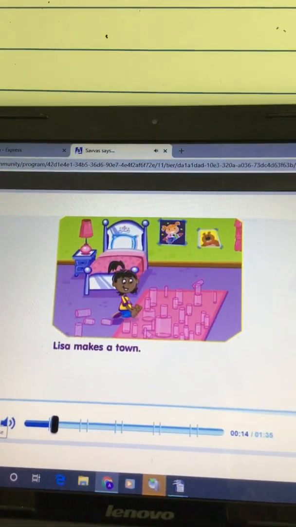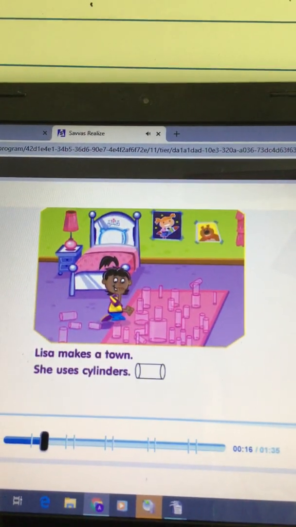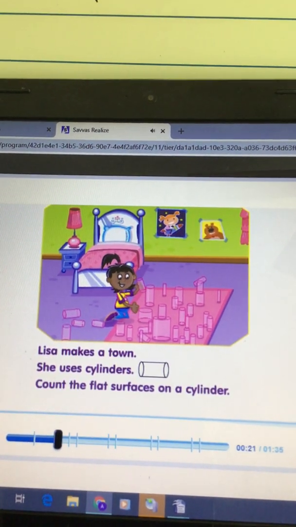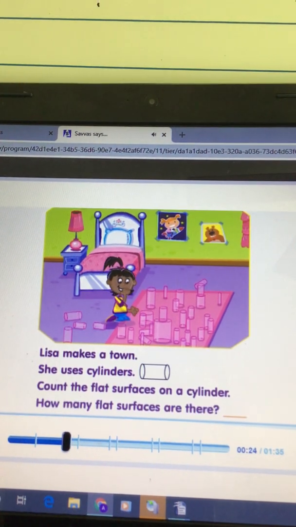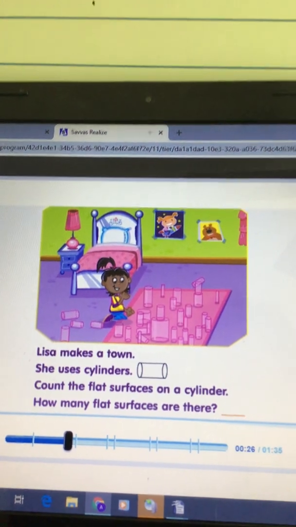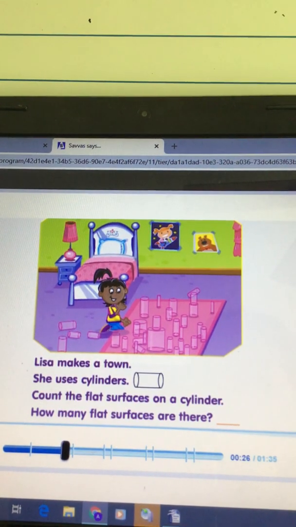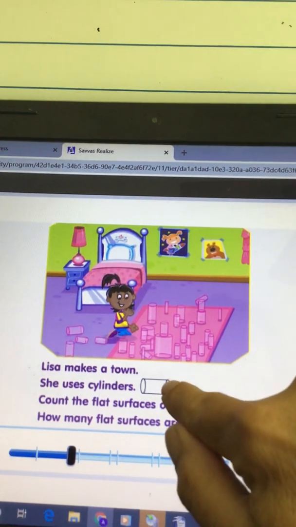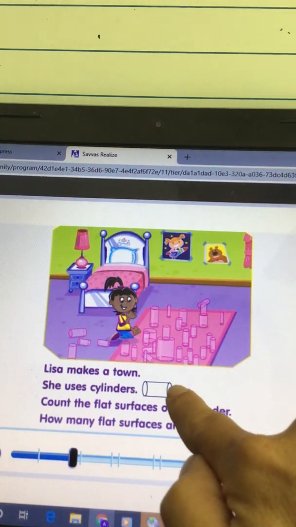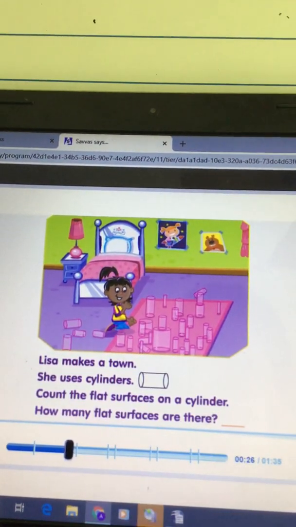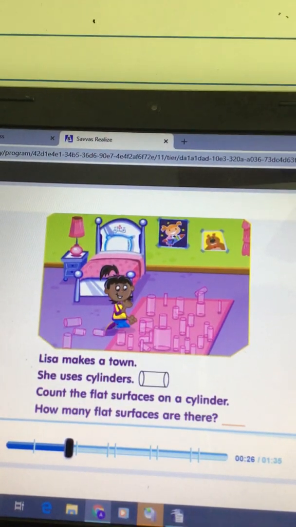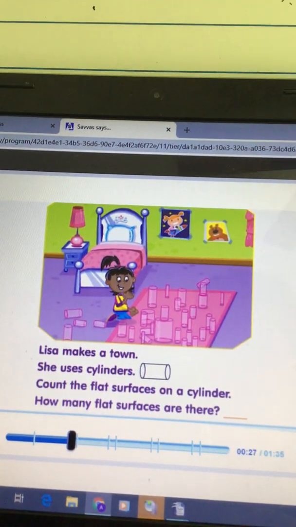Lisa makes a town. She uses cylinders. Count the flat surfaces on a cylinder. How many flat surfaces are there? Okay, so we're looking at a cylinder, which is a fancy word for a can. It's in the can shape. When we look at it, it is flat on the two sides. The circles are flat. So 1, 2. So there are 2 flat surfaces. 2.